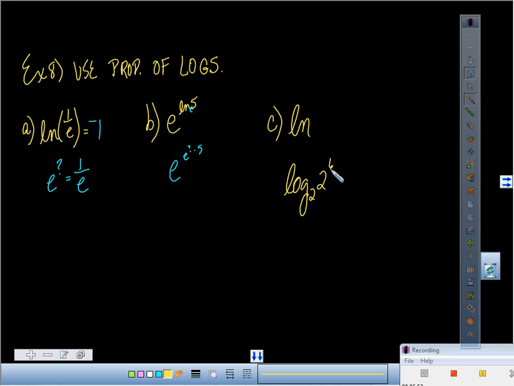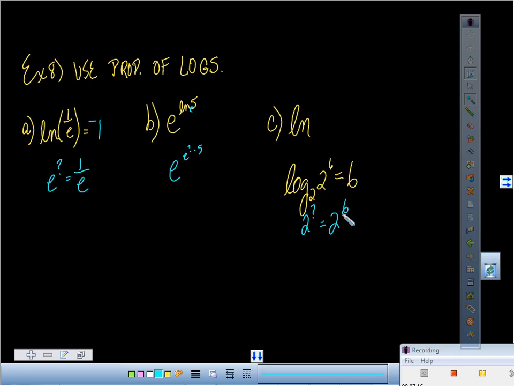Log base 2 of 2 to the 6 is equal to what? Okay? A logarithm is an exponent. There's your exponent. That's what it's equal to. But this one's easier to explain because I can say, 2 to what power is equal to 2 to the 6? Well, it's 6.